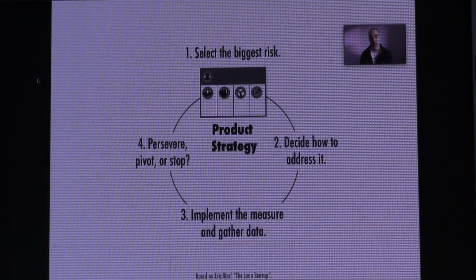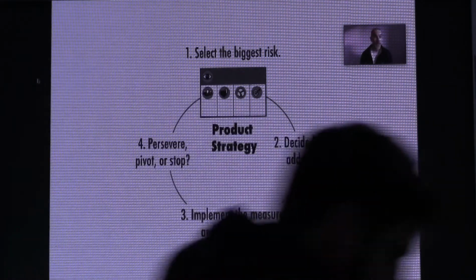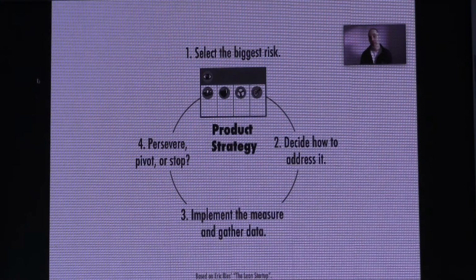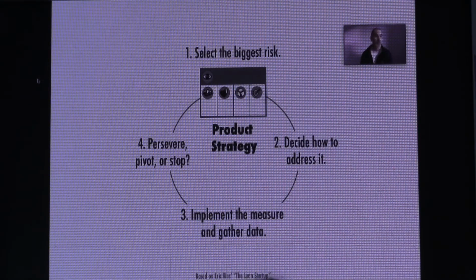And at the end of each one-week iteration, you get together, the product owner, development team, and key stakeholders, and you look at how the product strategy has changed, and then decide what to do. Continue, persevere, pivot, drastic change, or stop.